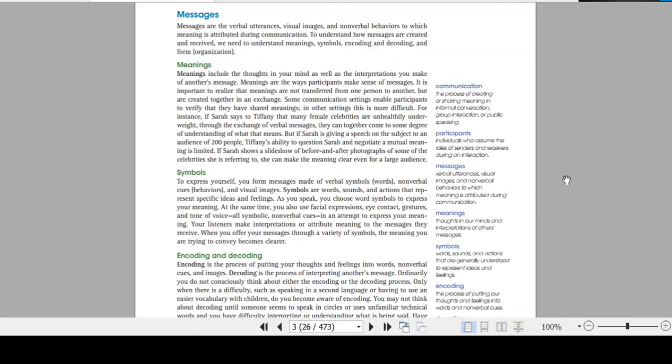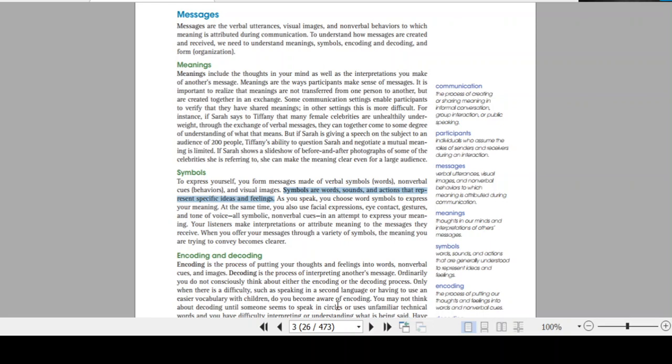Then symbols. So what are the symbols? To express yourself, you form messages made of verbal symbols like words, nonverbal cues like behaviors, and visual images. So symbols are words, sounds, and actions that represent specific ideas and feelings. So this is important. Anything in the form of words, sounds, and actions that represents a specific idea or feeling is called symbols. As you speak, you choose words, symbols, to express your meaning. At the same time, you also use facial expressions, eye contact, gestures, and tone of voice, all symbolic nonverbal cues in an attempt to express your meaning.